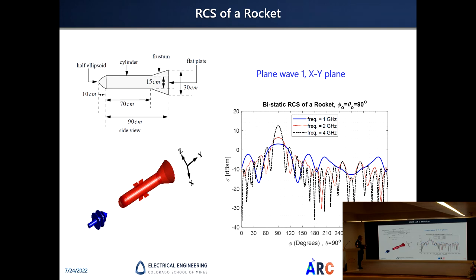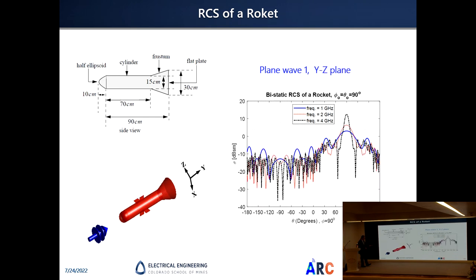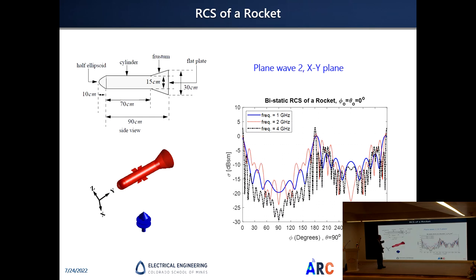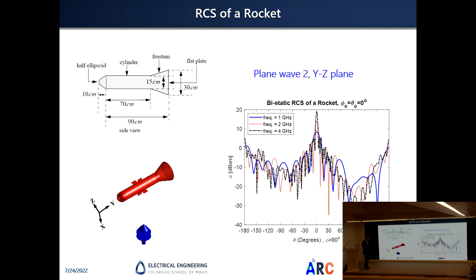We also simulated a rocket hit by an incident plane wave. And you can see with one time domain simulation, you can predict the RCS at different frequencies. In fact, when we ran this simulation, we ran it for 8 different frequencies. One run gave us all the frequency response like this. This was in this direction. This is the RCS in XY plane, and this is the RCS in YZ plane. And this is the RCS in XY plane under different orientation of the incident wave, and then the YZ plane.